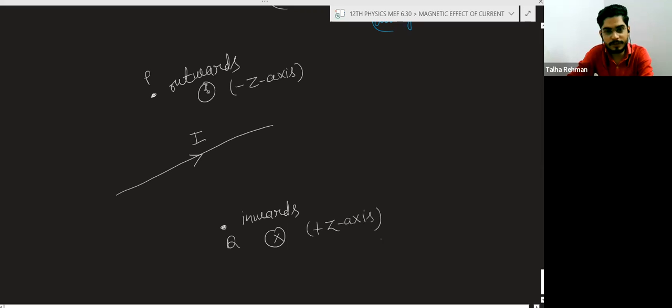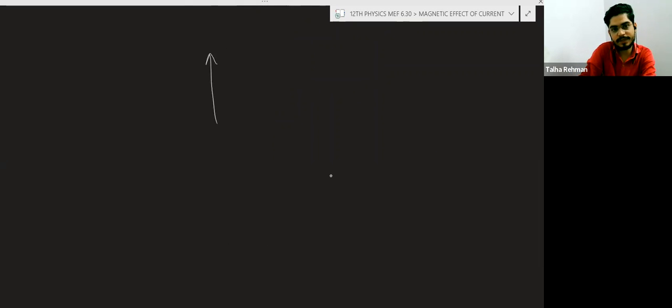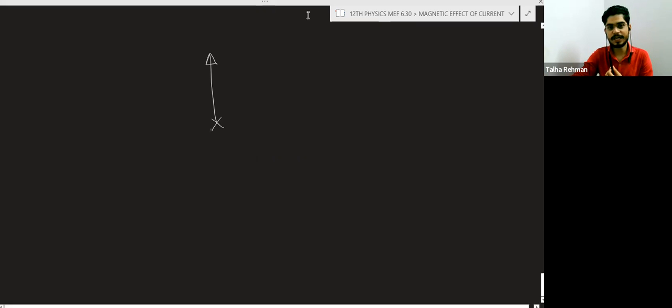Now I am telling you why we take inward this and why we take outward this. You have seen the arrow, right? The arrow is like this, and behind the arrow is a cross. Suppose the arrow is coming towards you. What will you see? You will see just the dot of the arrow. So the outward direction, something coming towards you, is represented by this dot.